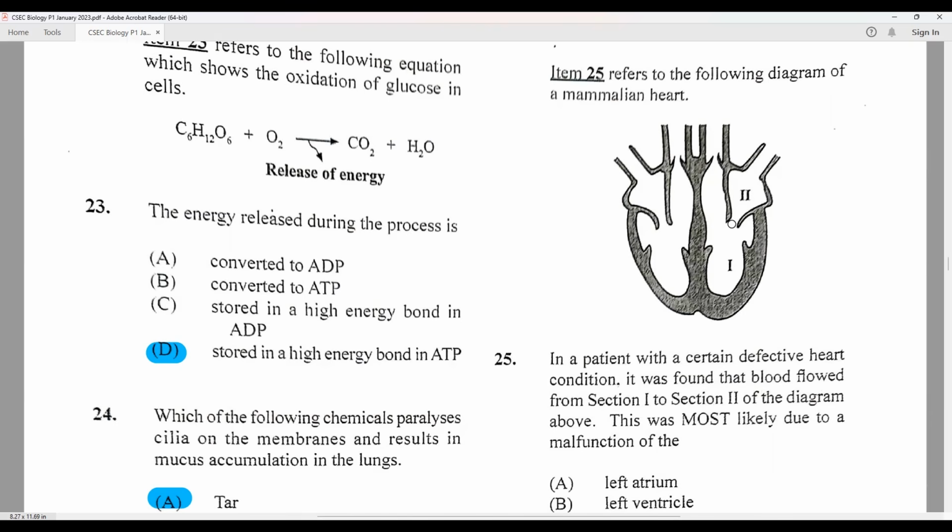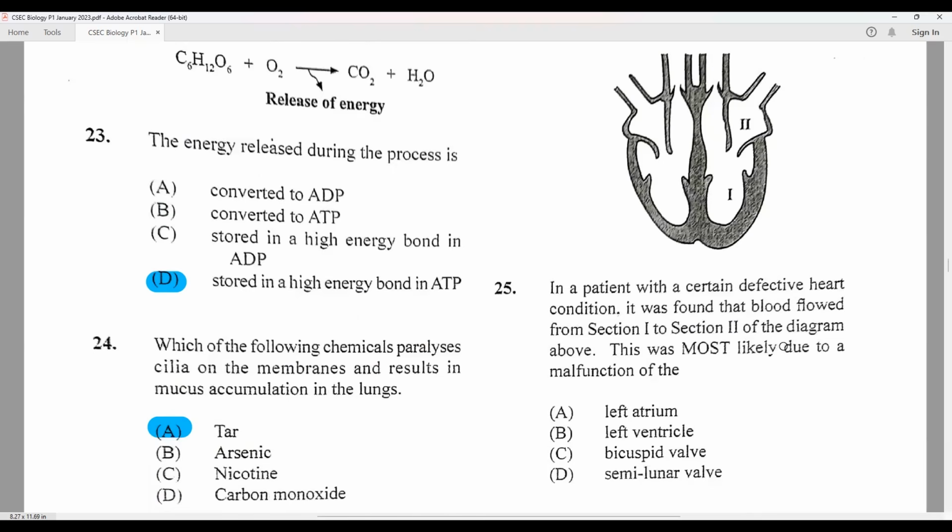There are valves here. There's the mitral valve here that prevents this backflow from 1 to 2. Another name for the mitral valve is the bicuspid valve. The semilunar valves, don't mix them up, right? You could also mention tricuspid valves, which might be on this side. But the bicuspid valve, also known as the mitral valve, is on the left-hand side, separating the atrium and ventricle.